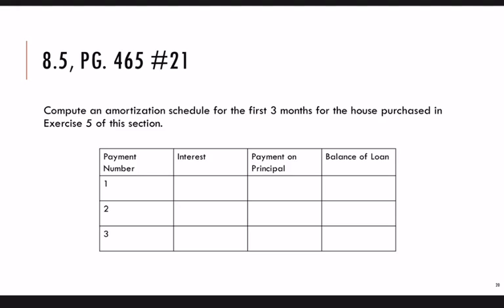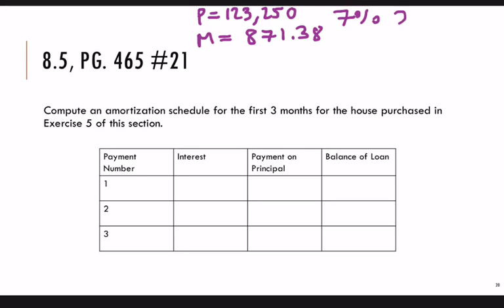Okay, and then a final problem, an amortization schedule for the first 3 months for the house purchased in exercise 5. Okay, so let's get the important information down. This was a $145,000 house. We subtracted the down payment and we found the principal. That was $123,250. We also found the monthly payment. Just use an M for that. That was $871.38. And other info we need, this was a 7% mortgage for 25 years.